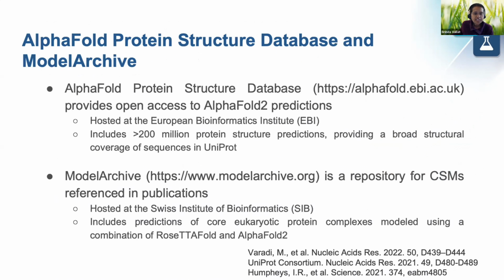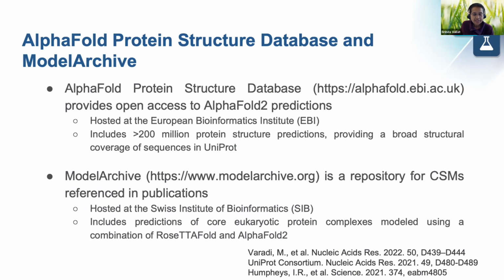The AlphaFold Protein Structure Database provides open access to AlphaFold2 predictions. The database is hosted at the European Bioinformatics Institute and includes over 200 million protein structure predictions, providing a broad structural coverage of sequences in UniProt.